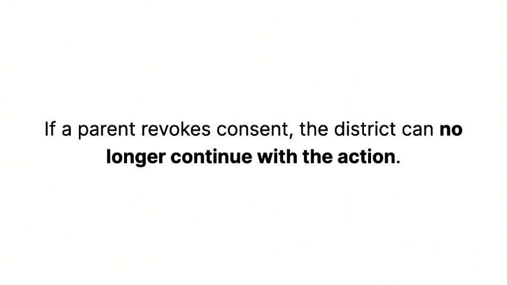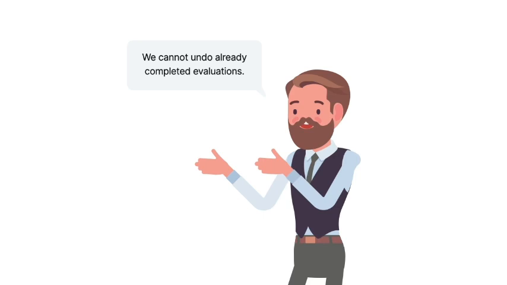Even though parents always have the right to revoke consent, it does not undo actions that the district has already completed. If a parent revokes consent, for instance, once an evaluation has been started, the district cannot undo the evaluations that have already been completed. The results of the completed evaluation components will continue to be part of the child's records. However, the district will not be able to complete any further parts of the planned evaluation once consent has been revoked.